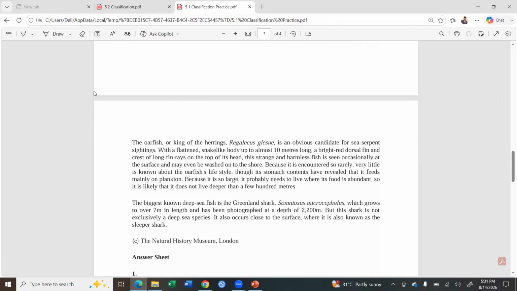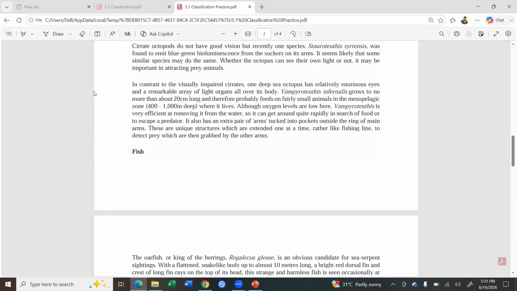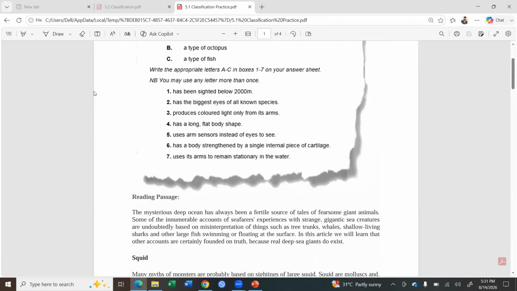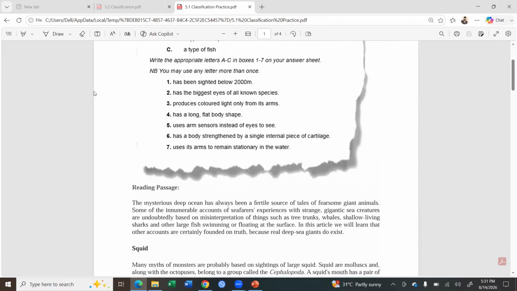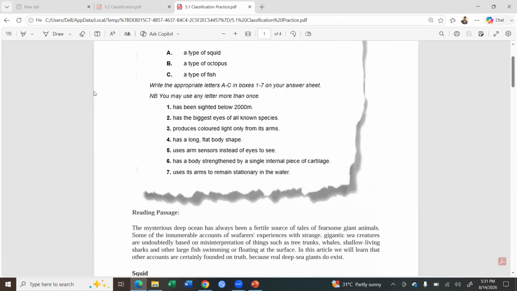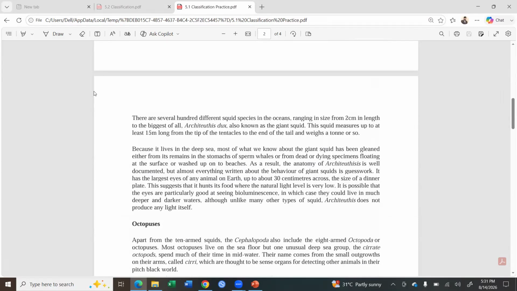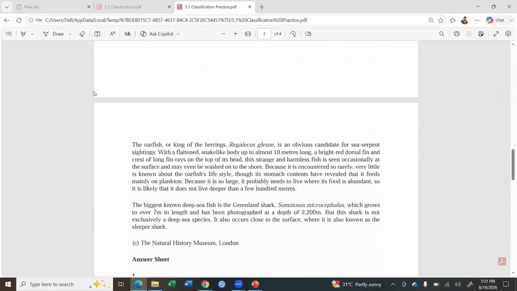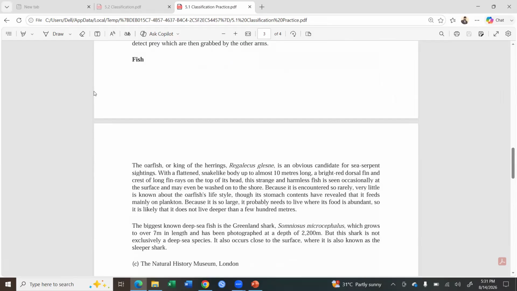Sir, a type of fish. Okay, a type of fish. Why? Sir, in the given option, I look to the word 2000 and the word about, so this one word, in length and has been photographed at a depth of 200 meter. But this shark is a fish.